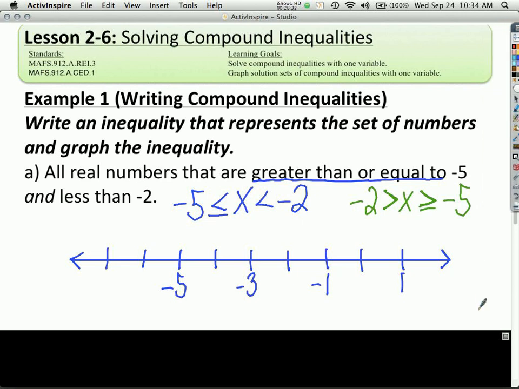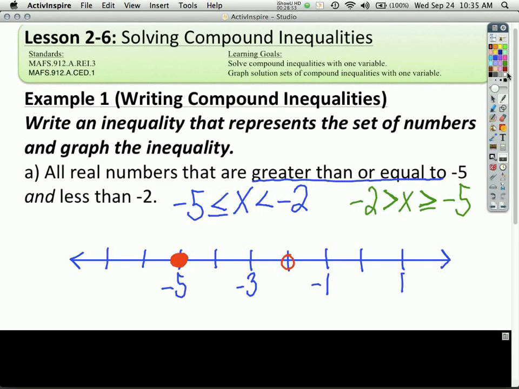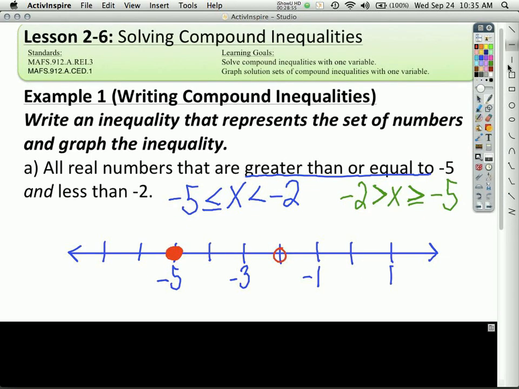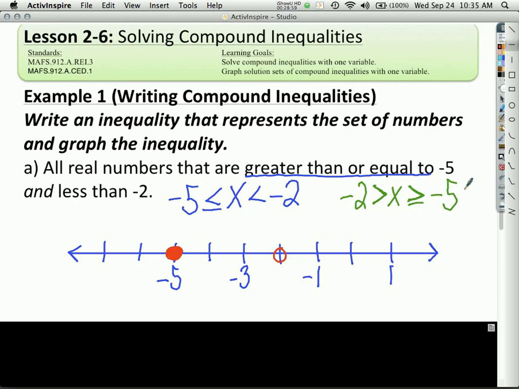I'm going to put a circle on the negative 5. That has a bar underneath it, so we need to fill that in. We're going to put a circle on the negative 2. That's going to remain open because there's no bar. And where are we going to shade? In between or opposite ends?